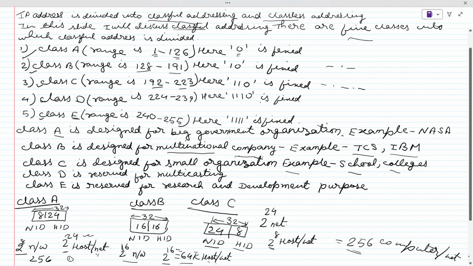So this is about classful addressing, which is divided into 5 classes, A, B, C, D, and E. Their range is given, and the bit 0 is fixed for class A, 10 is fixed for class B, 110 is fixed for class C, 1110 is fixed for class D, and class E is 1111. Class D is reserved for multicasting, because after class C there is no need, it cannot be divided further. And class E is used for research and development purposes.